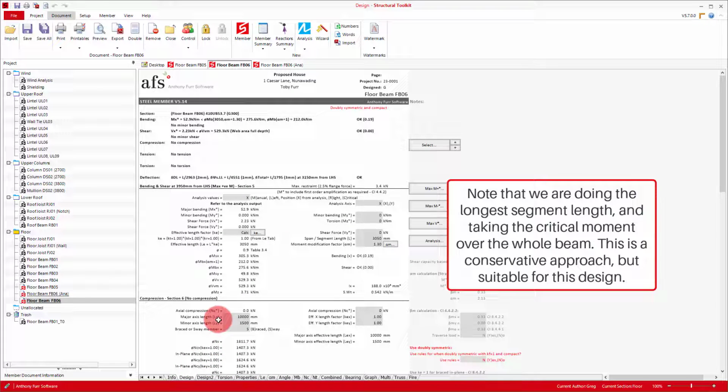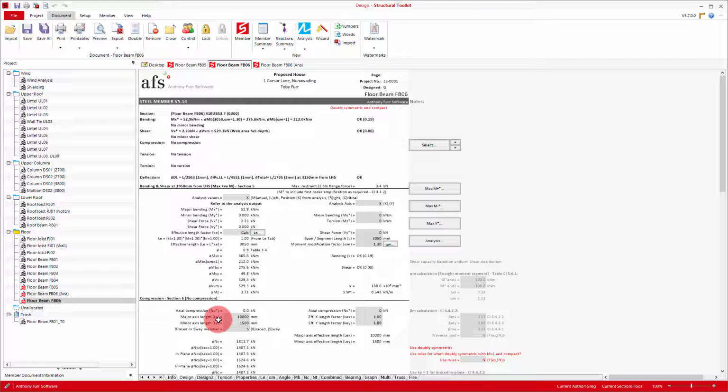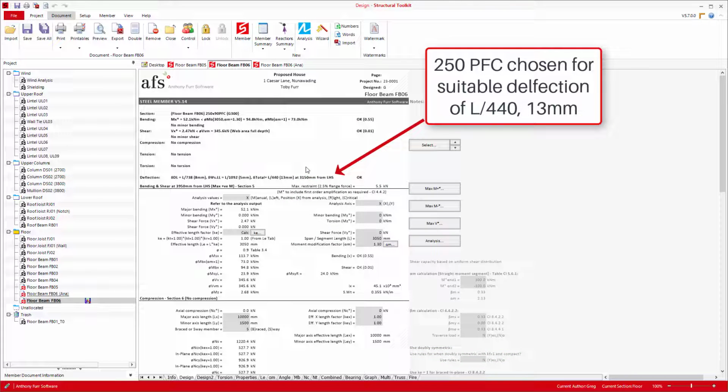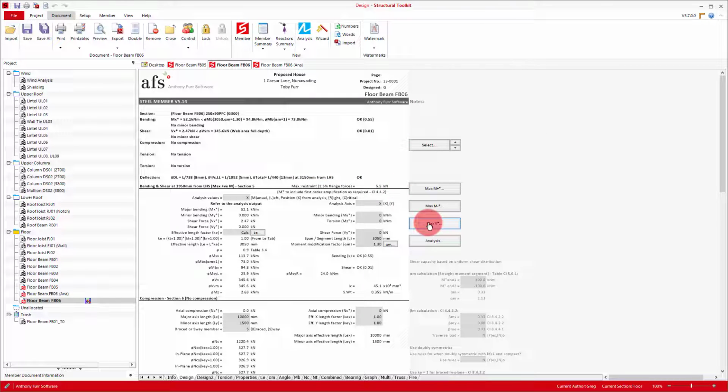With steel design, you need to always think about the various segments you have in your beam. As it's not always the case, the longest segment is the critical segment, particularly when you try to refine your Ep.4. So we'll see what PFC we can get to work with this force. With our max M star positive selected, we can get a 250 PFC to work. We'll also want to check that our shear force works, so we'll click the max V star, which we can see works fine as well.